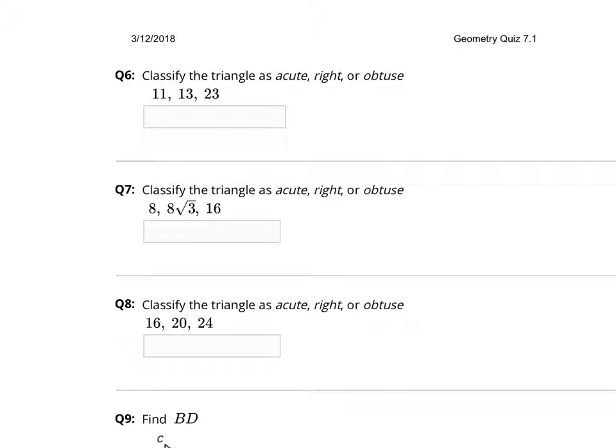Okay? 6, 7, and 8 are just like the ones you just did on 4 and 5. 11, 13 here would be your C. Plug that into the Pythagorean theorem. This will be your C as well on number 7. This would work out as a decimal, but it's not going to be bigger than 16. So that means he's your C. Same way down here, you got 16, 20. There's your A and B. 24 is going to be your C.